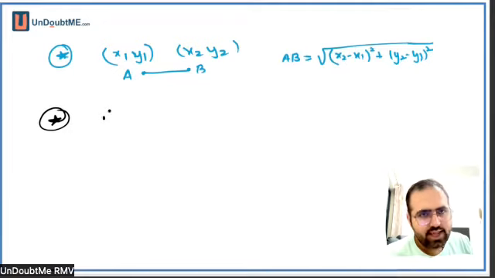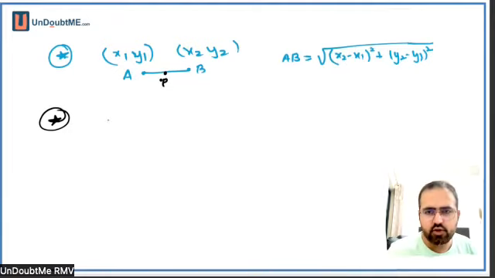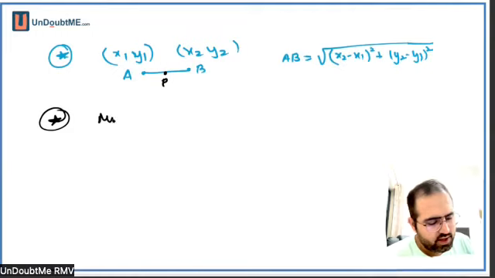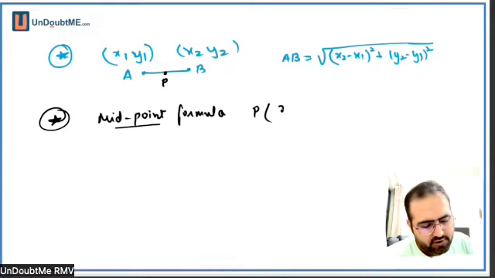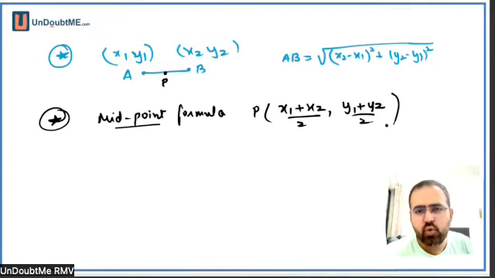If I have A and B as points, and let's say P is the midpoint of that. Okay, this is also widely used, so we can call it the midpoint formula. Midpoint P will be ((x1 plus x2) by 2, (y1 plus y2) by 2). These are all tools which can be used anywhere in these types of questions.